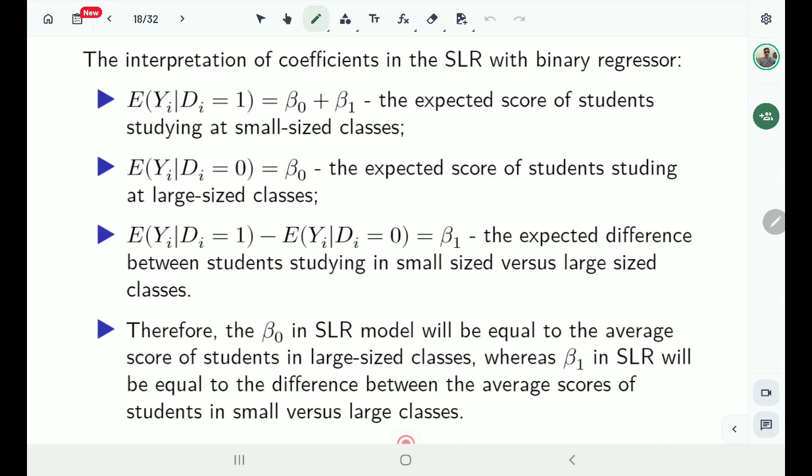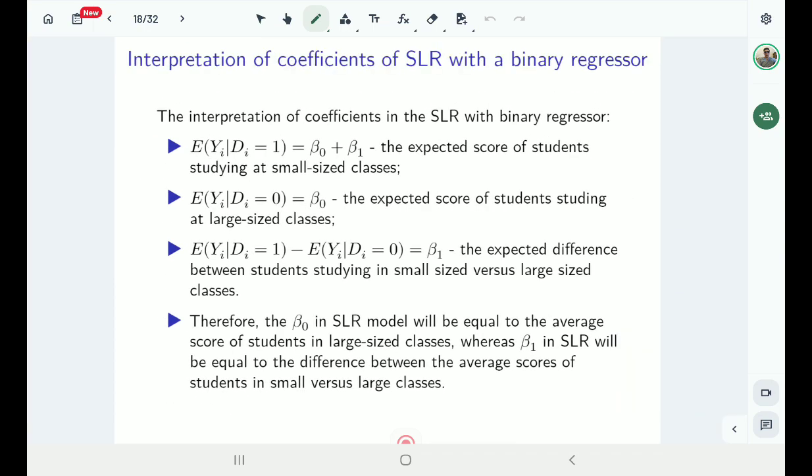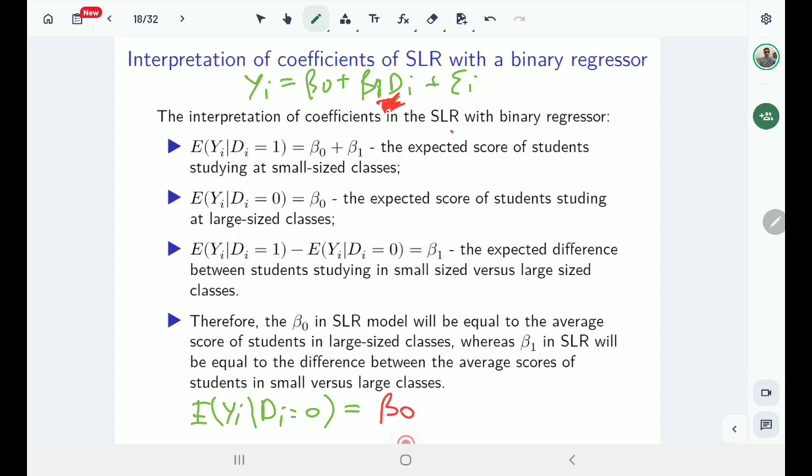And one more thing, I want to give you the interpretation of coefficients in a simple linear regression model when you have a binary regressor. You see, if this is our model, beta 0 plus beta 1 times d_i plus epsilon_i, and you take the expectation of y_i by fixing d_i to 0, just set d to 0 in this regression. If you set it to 0, you will receive beta 0, and that's all.